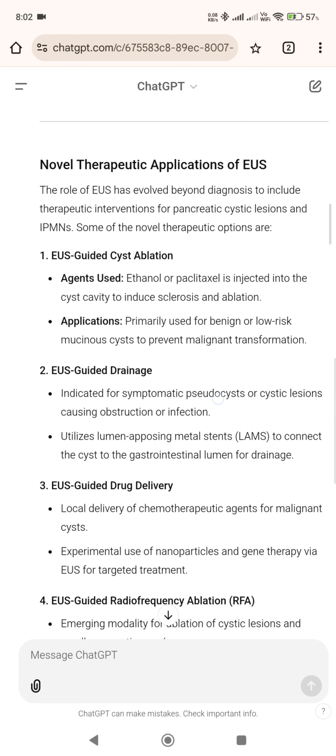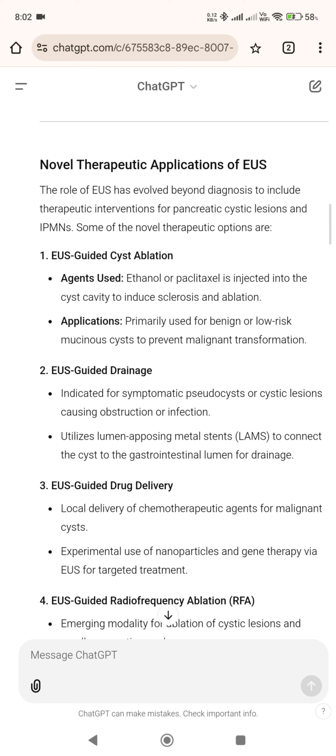Novel therapeutic applications of EUS. The role of EUS has evolved beyond diagnosis to include therapeutic interventions for pancreatic cystic lesions and IPMNs. Some of the novel therapeutic options are 1. EUS-guided cyst ablation. Agents used. Ethanol or paclitaxel is injected into the cyst cavity to induce sclerosis and ablation. Applications. Primarily used for benign or low-risk mucinous cysts to prevent malignant transformation.